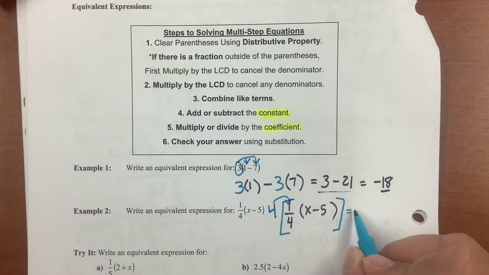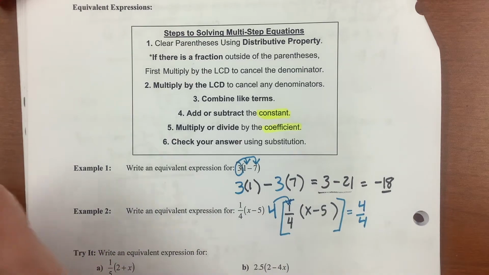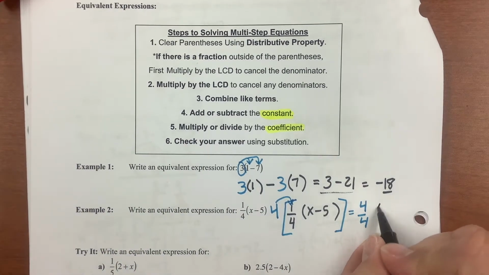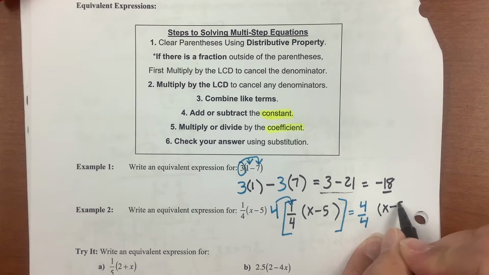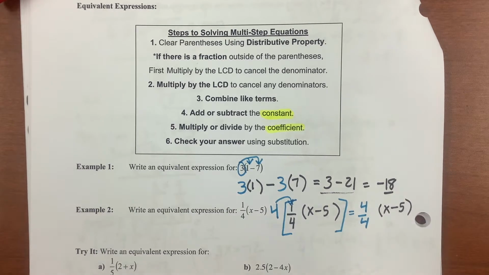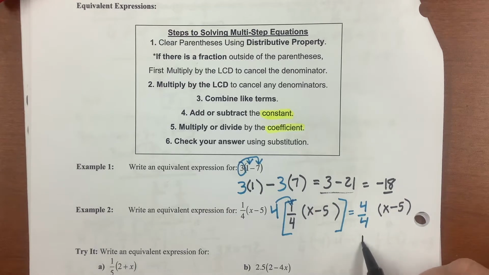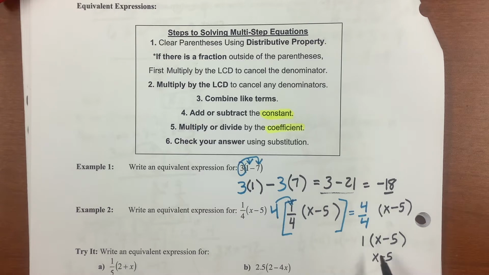So what I would get is 4 over 4 times x minus 5. 4 over 4 is 1. So 1 times x minus 5. Wouldn't that just be x minus 5? That's the answer. Let's try it the other way and see if it works.